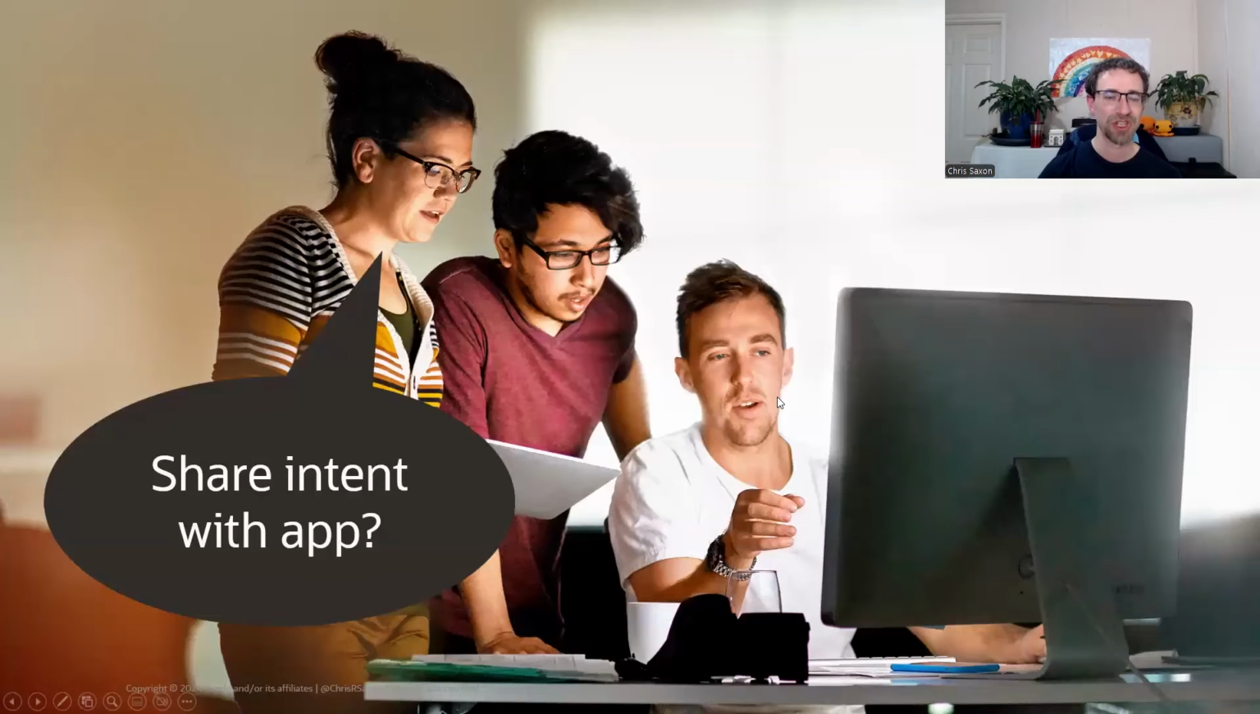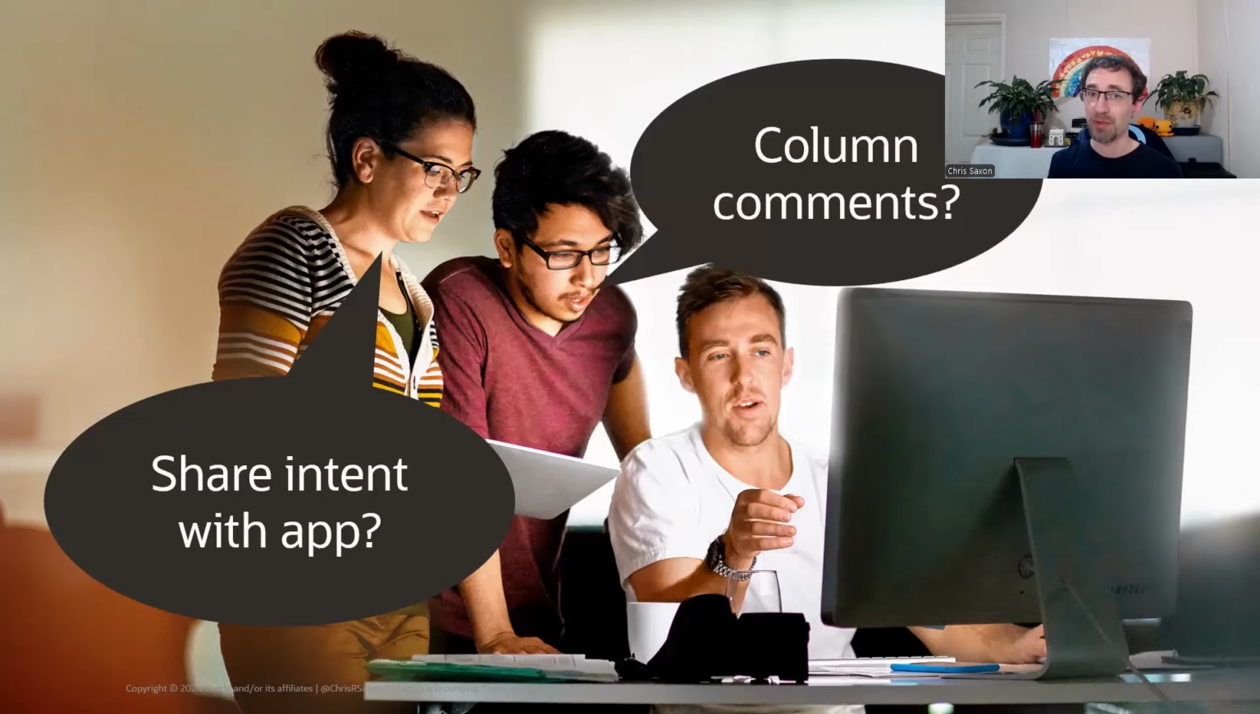So how can we share this information with the app? How can we let other developers and applications know and infer or see this information? Now, one approach you could take is column comments, right? This has been around a very long time, as long as I can remember anyway. You can do comment on column is blah, blah, blah, right?